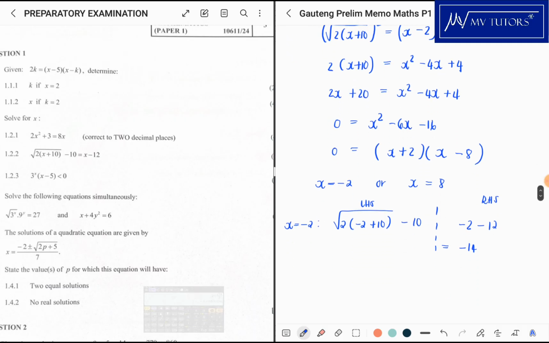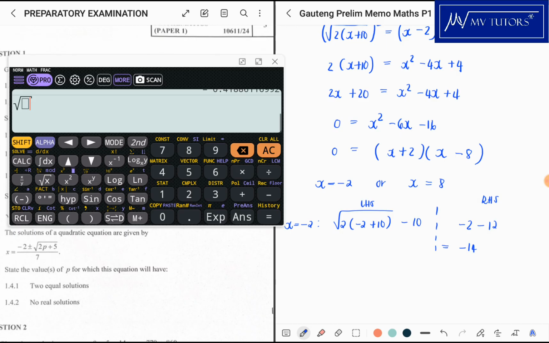And then on the other hand, because I'm checking, I just want to do this as quickly as possible. So 2 times minus 2 plus 10 will give me 8. And then I have minus 10 over there. So I have negative 6. So clearly, x is not equal to negative 2.